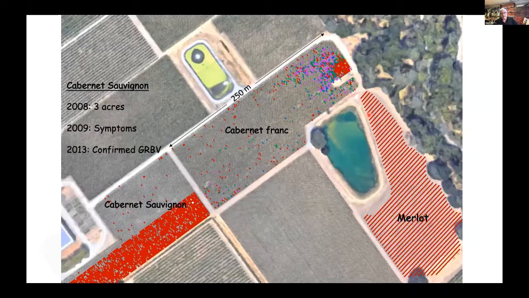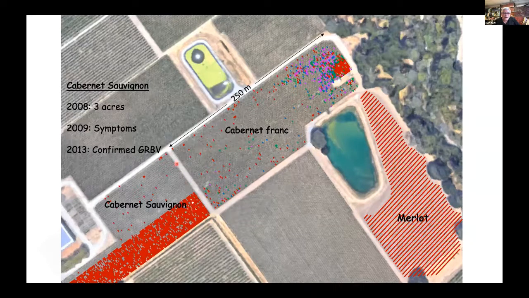So now we talked about Cabernet Franc. Let me take you to the adjacent Cabernet Sauvignon, which is just across the dirt road from this Cab Franc. Again, a 3-acre block, planted the same year as Cab Franc, 2008. But there, whereas in the Cab Franc it took 4 years for the vineyard manager to notice disease symptoms, it just took 1 year. In the first leaf, he noticed red blotch disease symptoms.